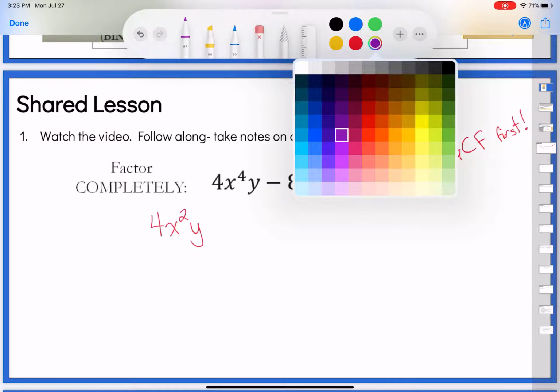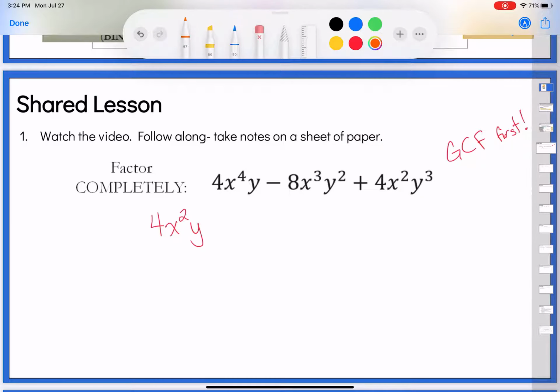So when I'm factoring by GCF, what I want to do is figure out what my GCF is. I pull that out front, and then I put my parentheses down and say 4x squared y times what will give me 4x to the fourth y. I guess I don't have to write the 1, but I need an x squared, and that's it, right? 4x squared y times x squared would give me 4x to the fourth y.